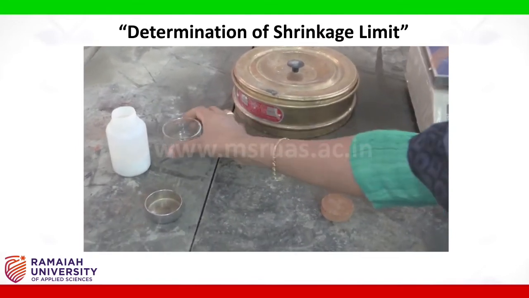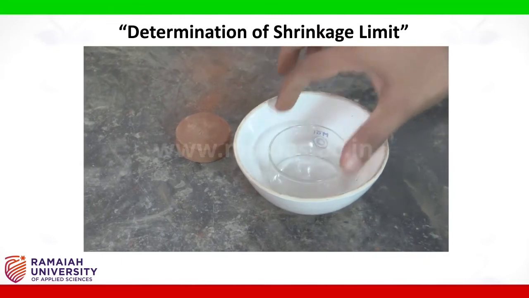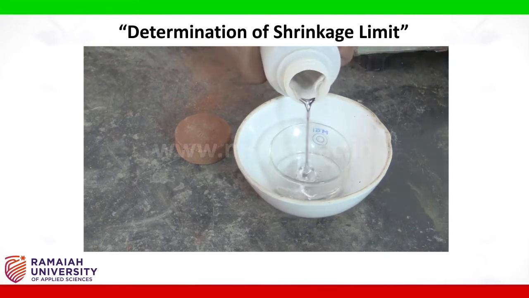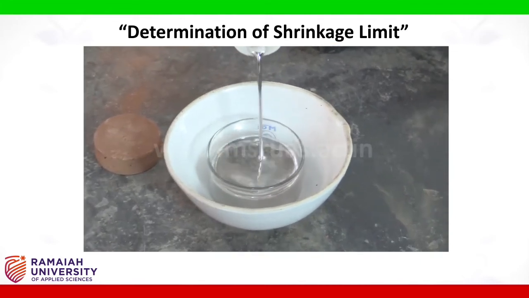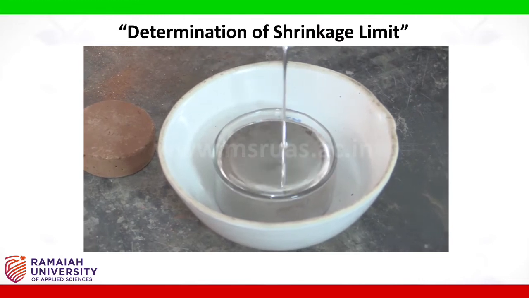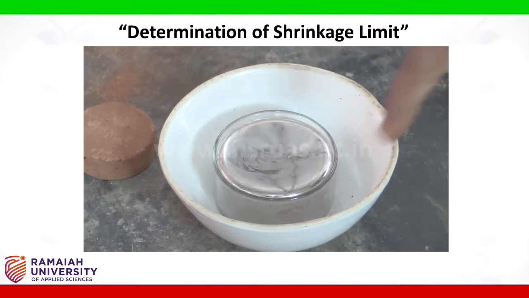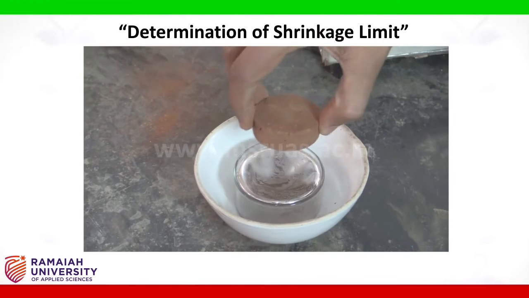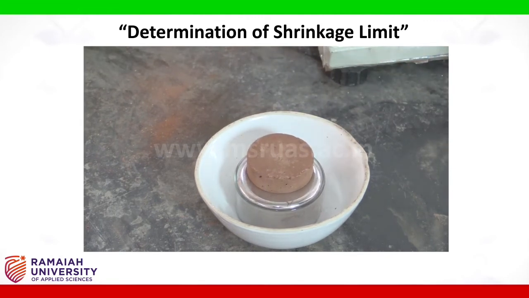For that, we will use this glass dish. Now, place the glass dish in the porcelain dish and fill it with mercury. Mercury should be filled till the top of the glass dish. Now, no mercury should stick to the surfaces. Place the dry pat on the top of this mercury and press it down with the prongs.